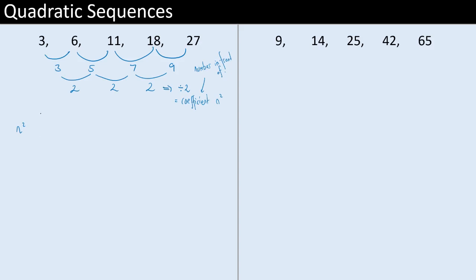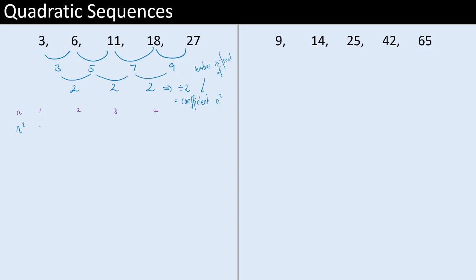I need to think about my term numbers. So my first term is 3, my second term is 6, my third term is 11. I'm going to go up to my fourth term, which is 18. Now, n squared, that's the first thing that I'm looking at. So I need to think about what is my term number squared.